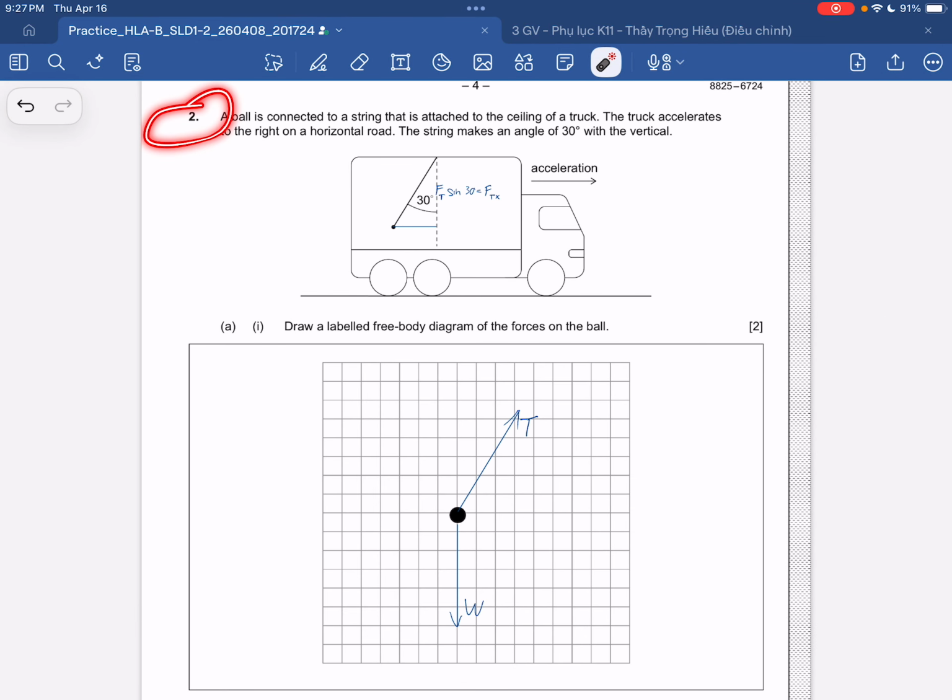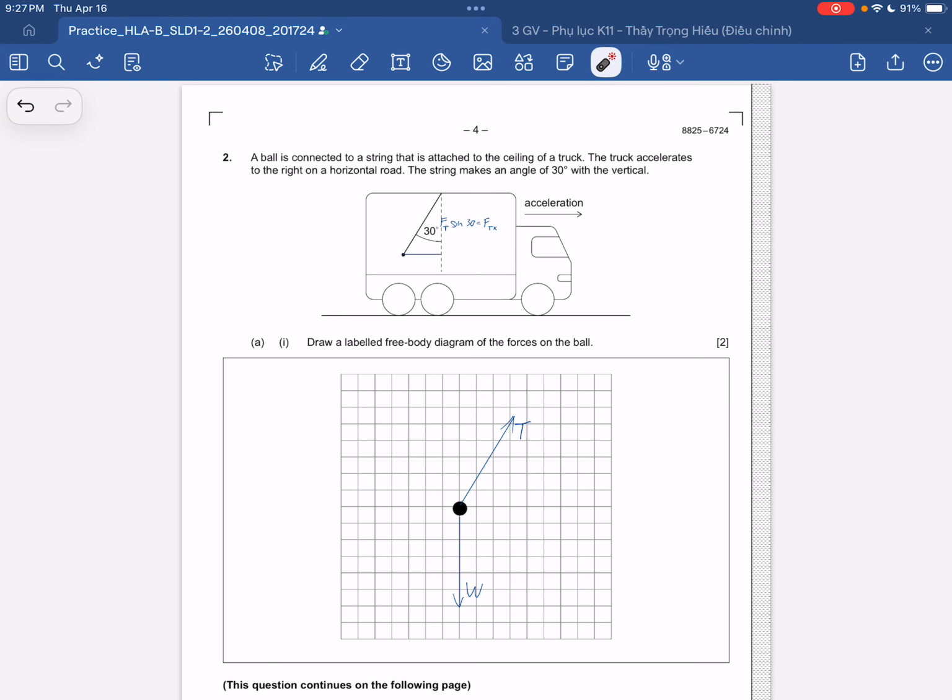Okay, so question number 2 here is a question related to the A2 topic, having to do with the free body diagram. You did a good job, yes. You identified the tension along the direction of the string, and it should be upward so that it can keep the mass, the ball, attached to the string, and then the string is attached to the ceiling. And then you also have the weight of the ball, so that's good. You got the two forces of interest here.